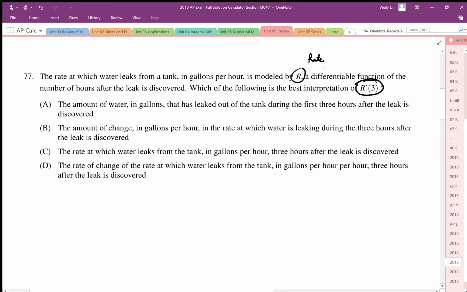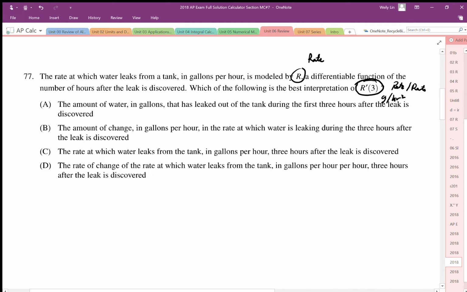So the derivative of the rate is going to be the rate of rate. Okay, so then the rate is going to be in gallons per hour, so this rate should be in gallons per hour, or per hour squared.